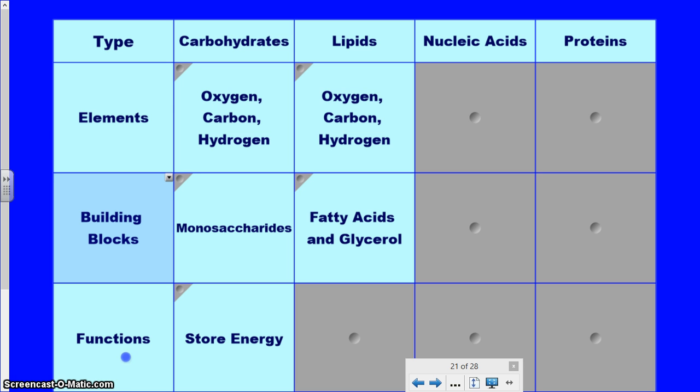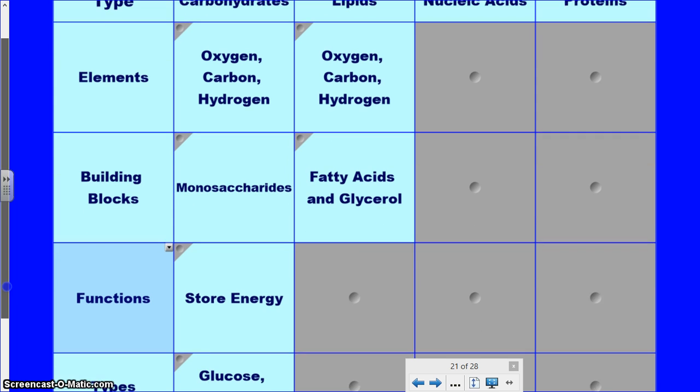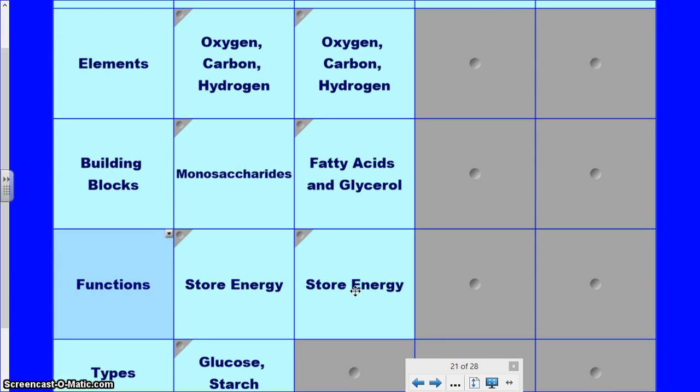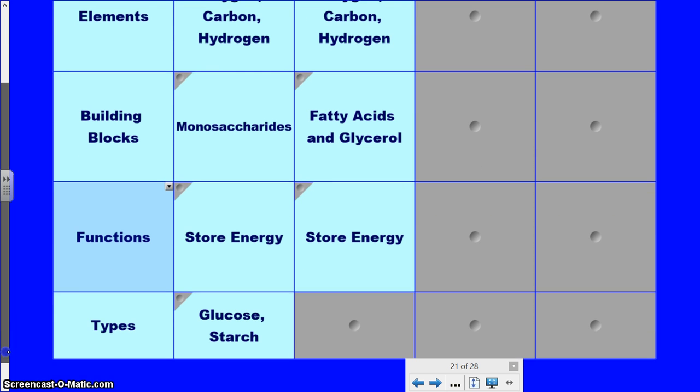Their function, like carbohydrates, is to store energy, right? So they have the same function. Carbohydrates are more like quick energy, you burn that right away. Lipids, it's more of a long-term energy storage.